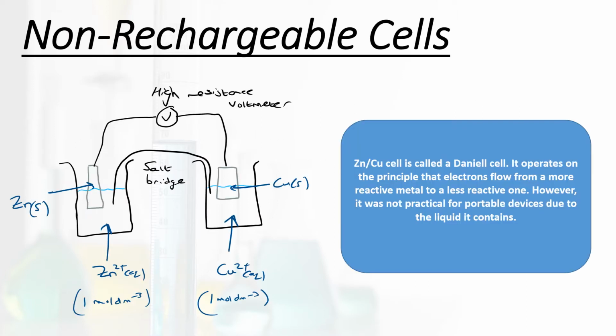So the first type to look at here is a non-rechargeable cell. This does exactly what it says on the tin. It's a cell which we cannot recharge. So once we've used up the electricity that we can generate from it, we can't get any more out of it and we can't recharge it back up. Now, one of the examples of this is something called the Daniell cell.